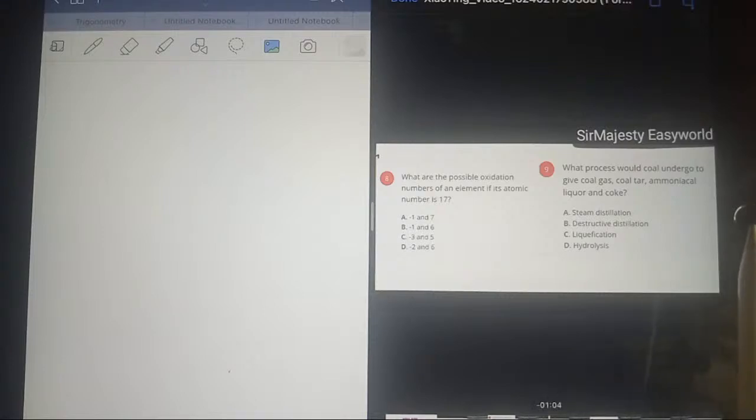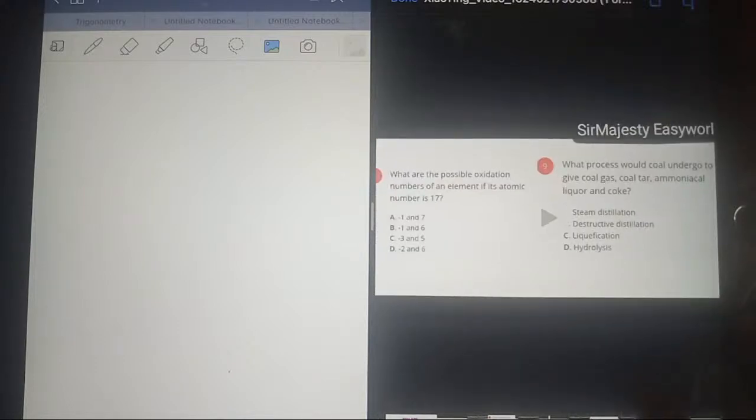Question 8 says, what are the possible oxidation numbers of an element if its atomic number is 17? This is very simple. This is chlorine, and chlorine exhibits oxidation numbers that start from -1. In chlorides, chlorine is -1. Then in chlorates, chlorine is either +5 or +7. So it starts from -1. According to this option, A is the correct answer.